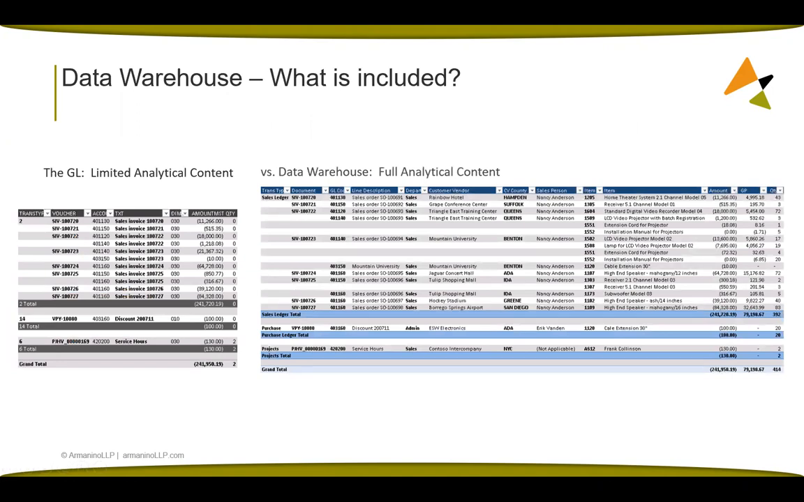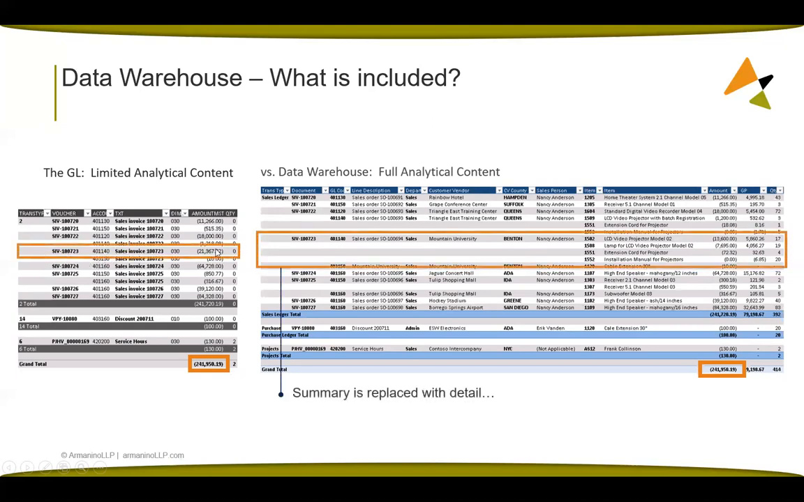To walk through how the transformations work, this is an example of that. So here you can see the GL, and 241,950 is the total from the GL. And then over here you see 241,950 out of the data warehouse. What's happening is that we'll take a voucher in a GL account with its summary posting, in this case of 21,367, and we break that down.